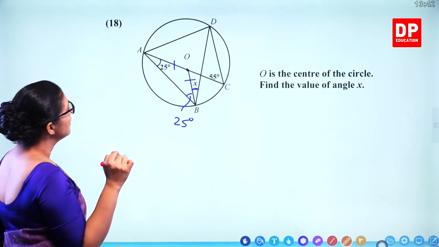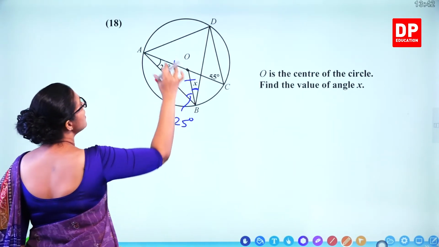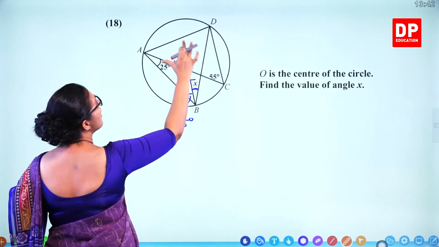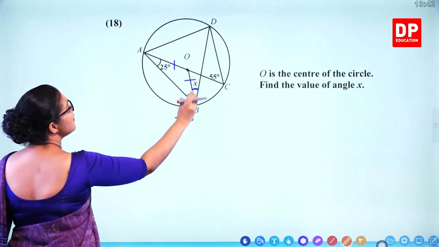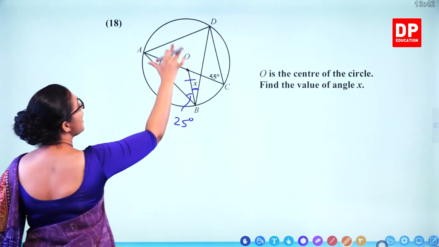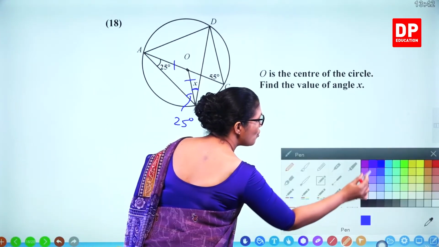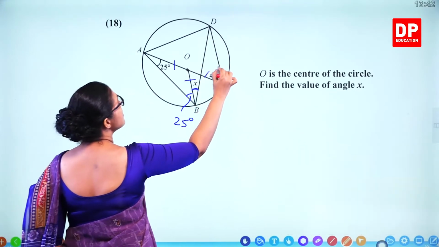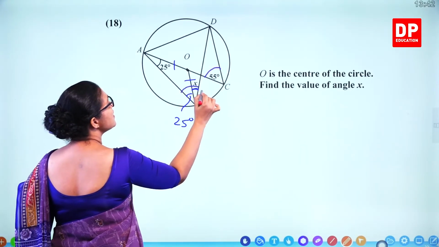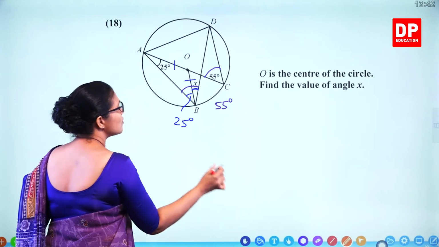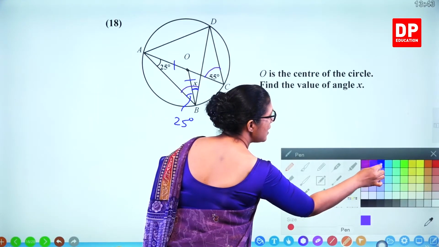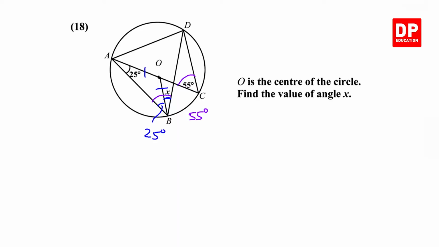Then what can you say about AD arc and this angle and this angle? Same segment angles are equal. So you can write this is 55 means this whole thing is 55 degrees. So easily you can find out X. So what is X? X is equal to 55 minus 25. That's equal to 30 degrees.